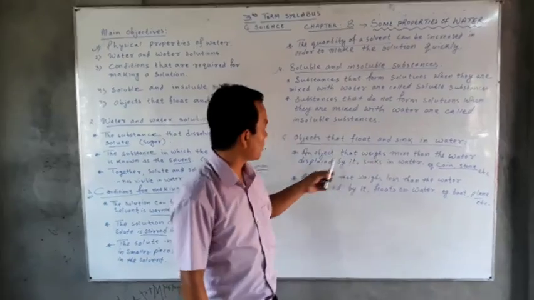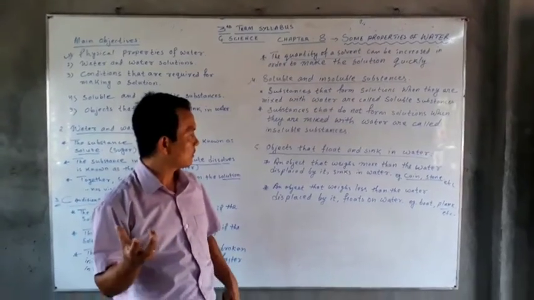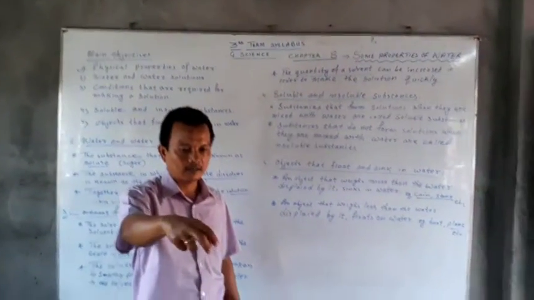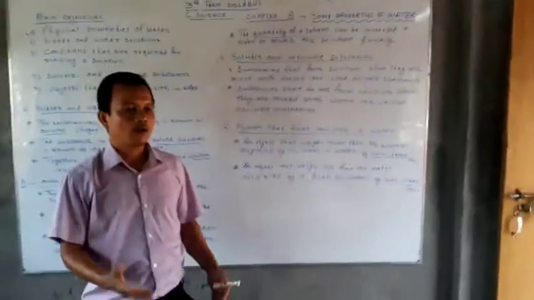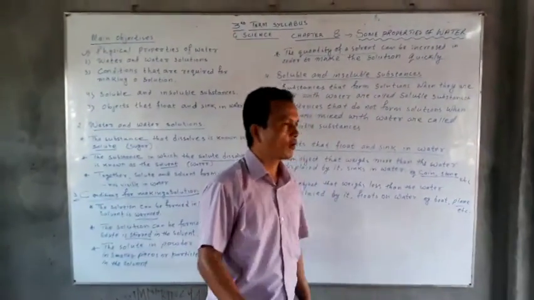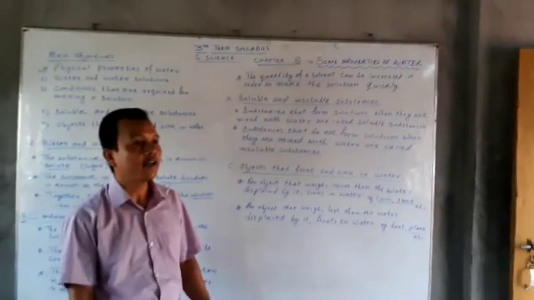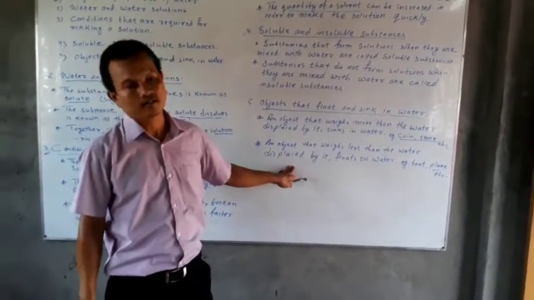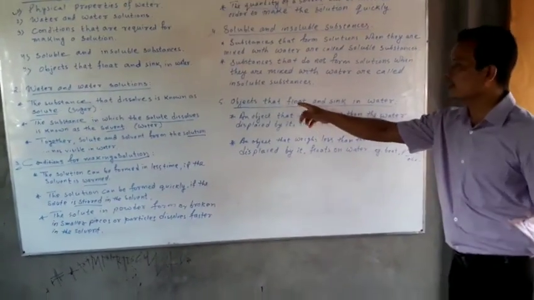Any object that weighs more than the water displaced by it sinks into water. Like a coin or stone. If you drop it in a bucket, it will sink to the base of the bucket. But if you put a small paper boat or a balloon or a water bottle or a small plank or stick, it will float on the surface of water. Why? Because its weight is less than the water displaced. So these are the differences between floating and sinking objects.